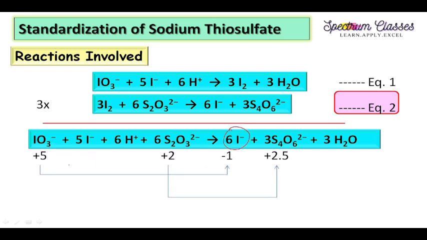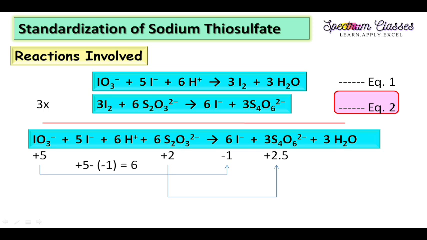I have already calculated the oxidation states. So the change in oxidation state will be equal to your left hand side, plus 5, minus your right hand side, minus 1. You will get plus 6. So this is the change in oxidation state, from where we started minus where we reached. Fine. So this is what I have written over there.